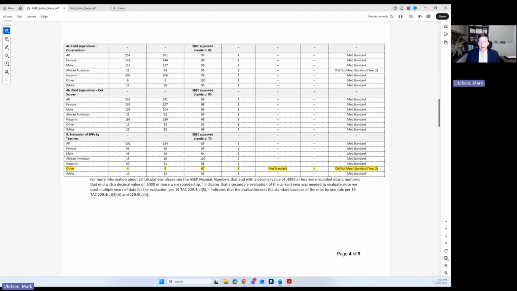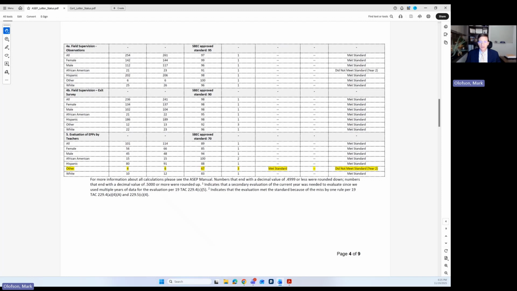As noted, if the small group aggregation were performed and the aggregated group were to not meet the standard, TEA performs a secondary evaluation using only the current year of data. The results from this secondary evaluation are noted in the secondary evaluation column. While this outcome does not override the aggregated evaluation, if the secondary evaluation meets the standard, the count of years that the indicator has not met the standard does not advance.